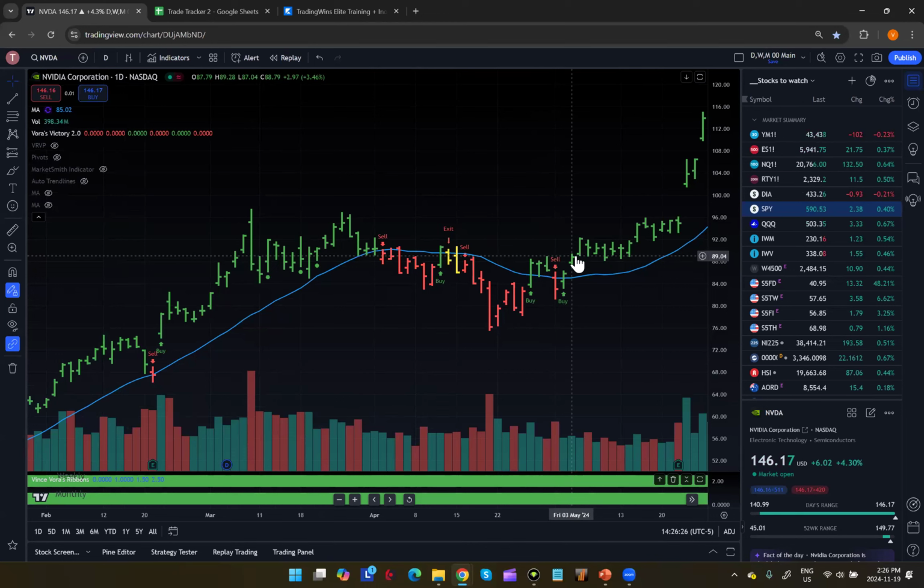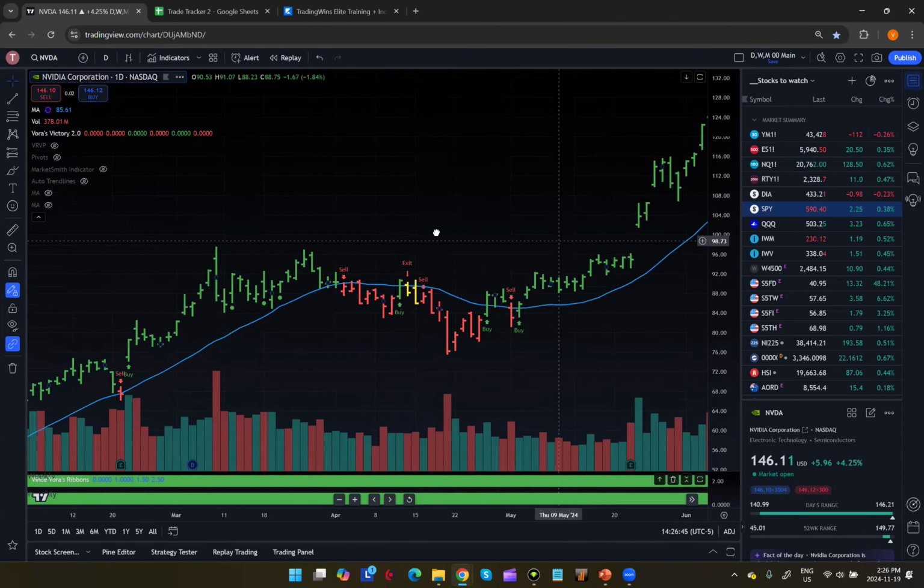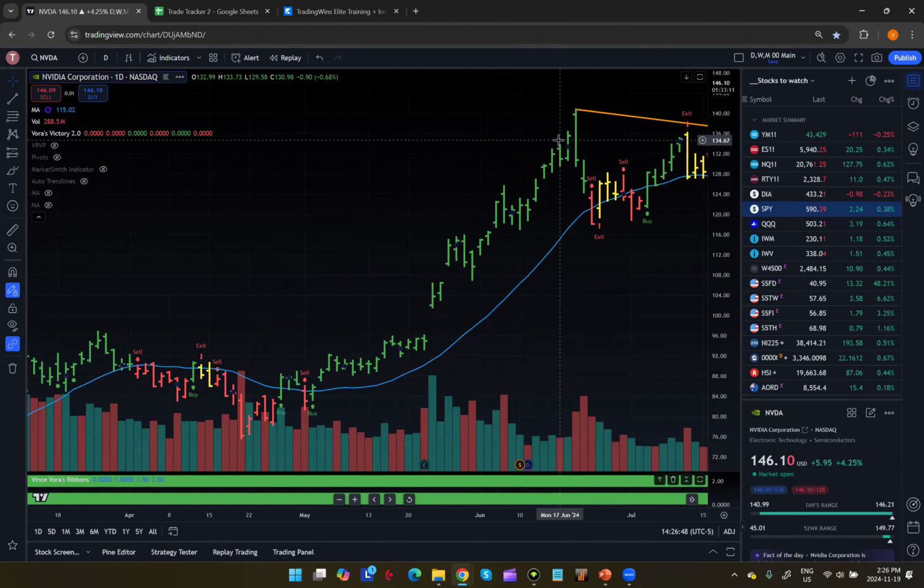But remember, let's say that high was further away. And now when it breaks that high, we're far from the 20 again. You don't want to get in on that, or you want to take smaller size. You want to be careful. But in other words, we could have gotten into NVIDIA up here near 90, and yeah, that would have been a great trade.